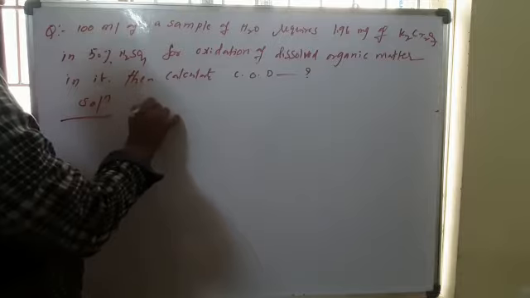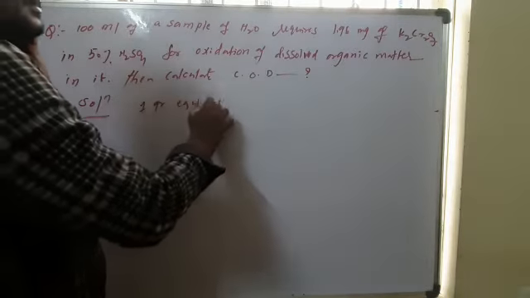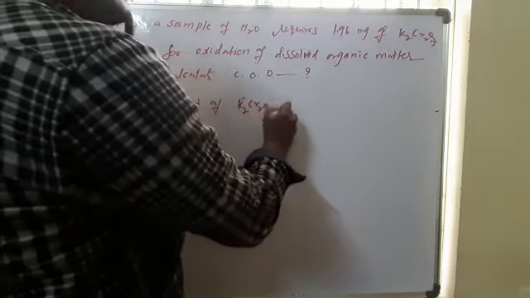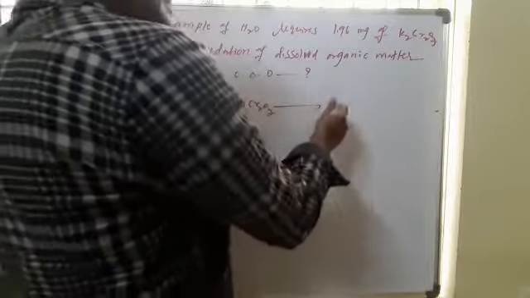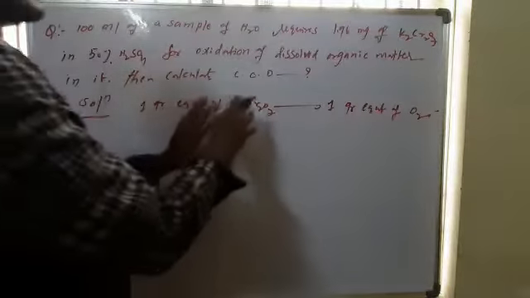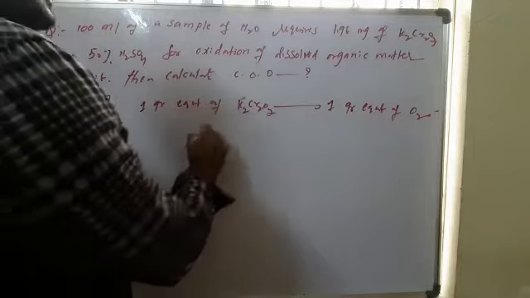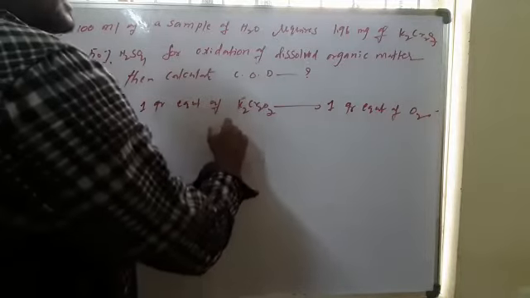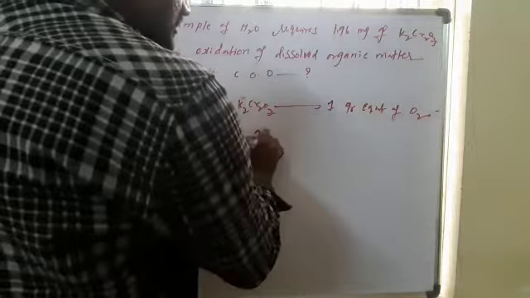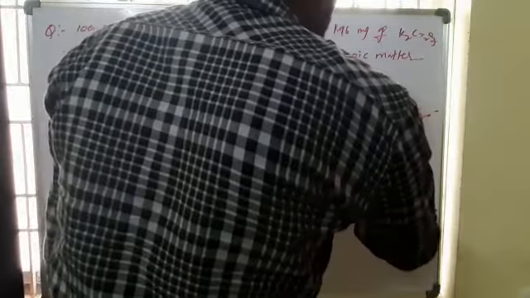1 gram equivalent of oxidant, that means K2Cr2O7, gives how much? 1 gram equivalent of oxygen. So 1 gram equivalent of potassium dichromate gives 1 gram equivalent of oxygen. 1 gram equivalent of potassium dichromate is 49 grams. 49 grams of potassium dichromate gives how much? 8 grams of oxygen.